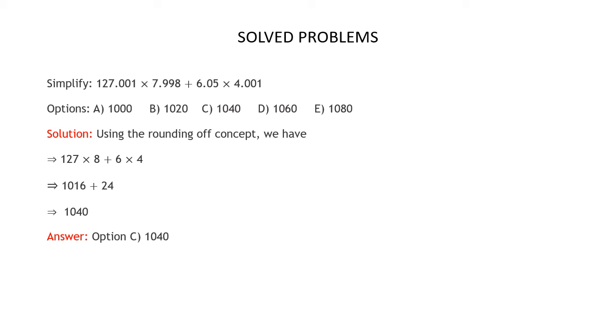So 127 multiplied by 8 is 1016. 6 multiplied by 4 is 24. And 1016 plus 24 is 1040, which is option C. So the correct answer is option C, 1040.